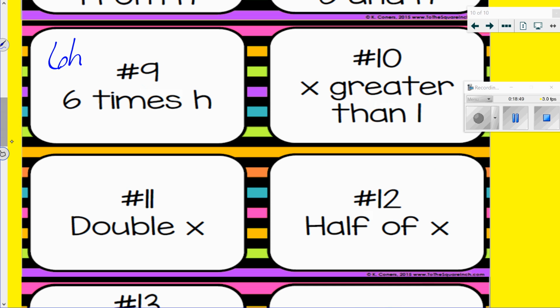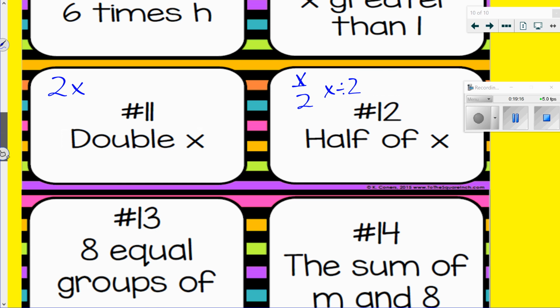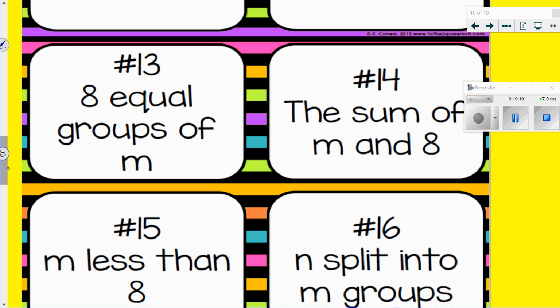No X's. Other than that, you should be good. Dots are okay. X greater than 1. Greater than is another flipping phrase. So 1 plus X. X plus 1 gets you a minus 1/2. Okay, double X. 2X. Half of X. Now it's being divided by 2. And again, either fraction bar or division symbol. Either is acceptable. 13. 8 equal groups of M.